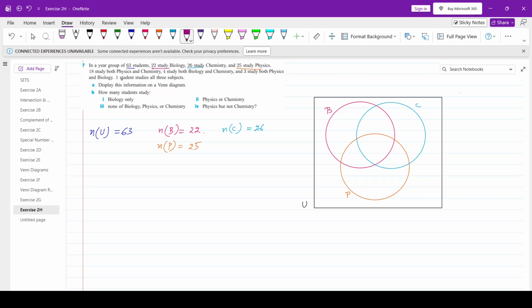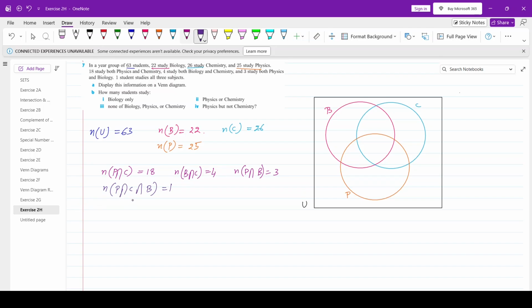Now the question says 18 study both physics and chemistry. So the number of students in physics and chemistry both is 18. 4 study biology and chemistry. Biology and chemistry is 4. 3 study both physics and biology. Physics intersection biology, that is 3. 1 student studies all 3 subjects. So the number of students in physics, chemistry and biology is 1.